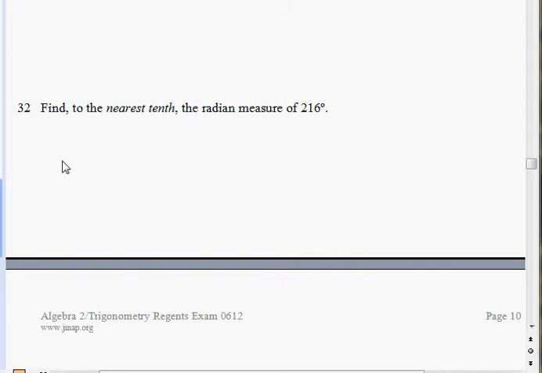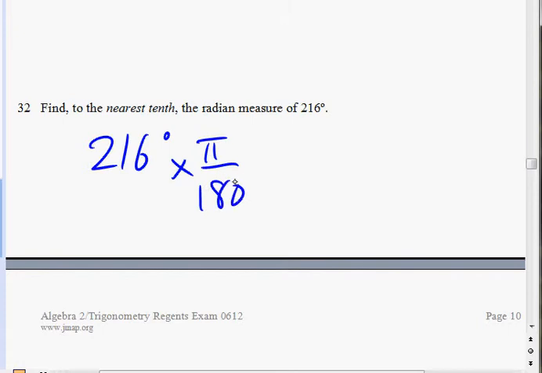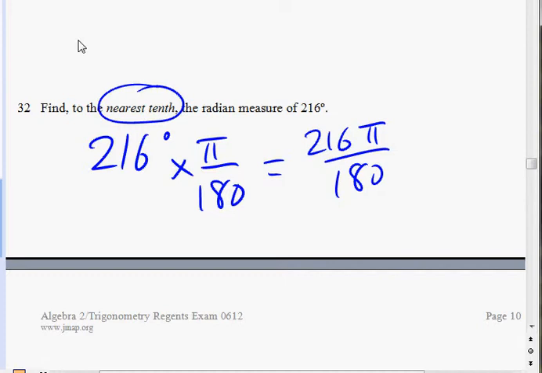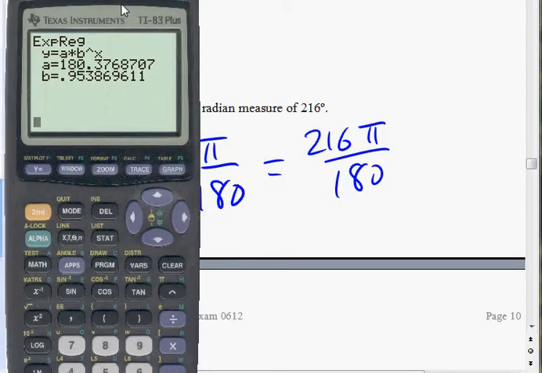Okay, question 32. This question is actually pretty quick to solve, as long as you remember how to find radian measures of degrees. So we have 216 degrees. To convert this into radian measure, you multiply this by pi over 180. And there you have it, 216 pi over 180. They want this expressed to the nearest tenth, so just use your calculator.